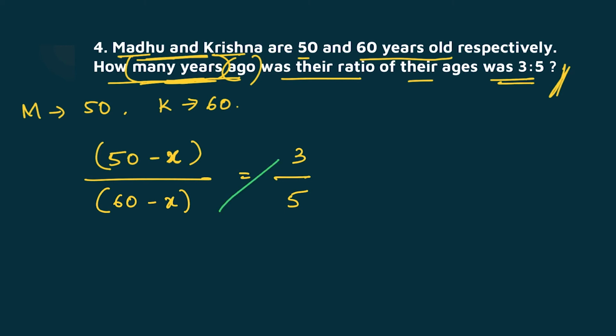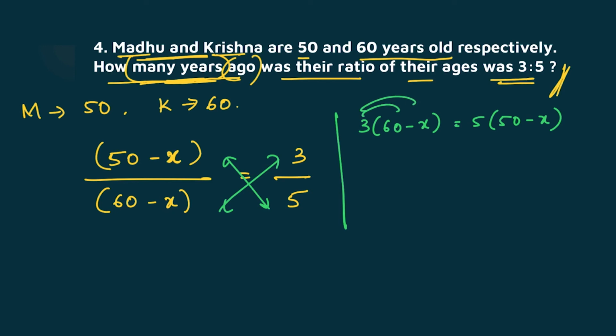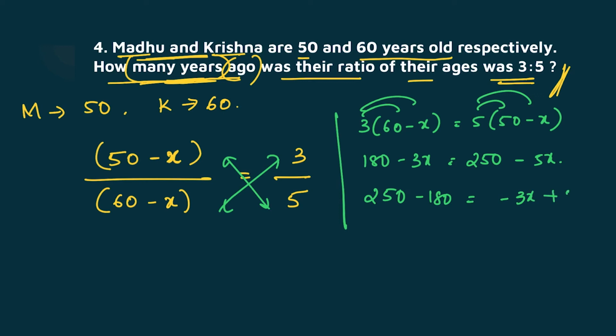The same procedure, just cross multiply. 3 into 60 minus x is equal to 5 into 50 minus x. Just multiply these two terms. 180 minus 3x is equal to 5 fives are 25, 250 minus 5x. So take x terms on one side and the constants on the other side. We get 250 minus 180 is equal to minus 3x plus 5x.